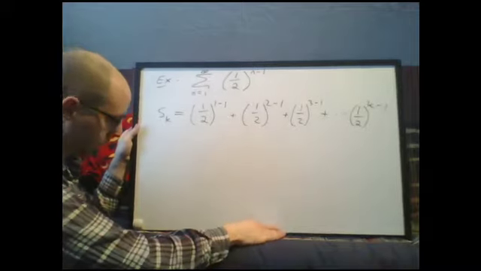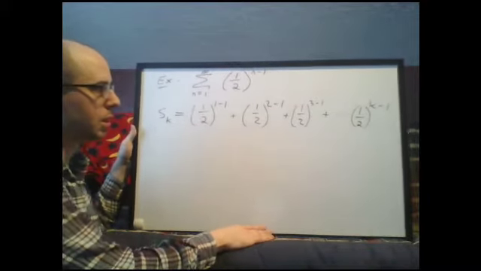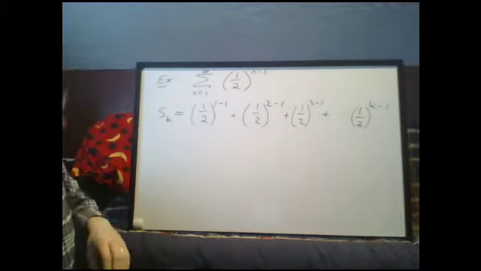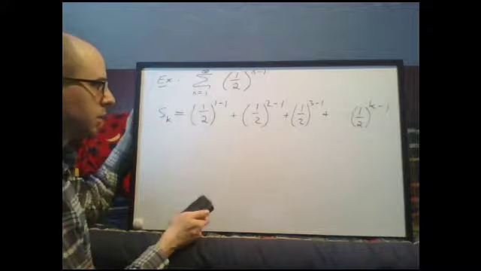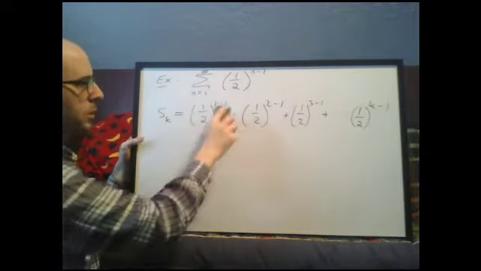Right, so that's what the partial sum looks like. I'm going to simplify this a little bit without rewriting it, so you may want to recopy it on a second line in your notes. I'm just going to simplify the exponents here.